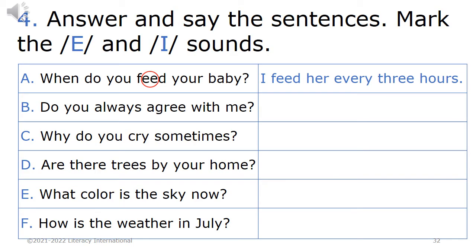4. Answer and say the sentences. Mark the E and I sounds. For example, A. When do you feed your baby? I feed her every 3 hours. B. Do you always agree with me? C. Why do you cry sometimes? D. Are there trees by your home? E. What color is the sky now? F. How is the weather in July?